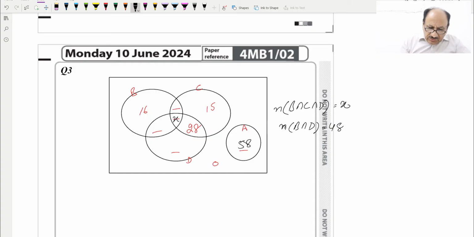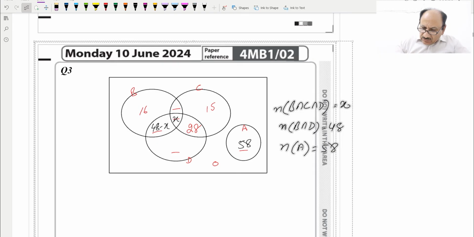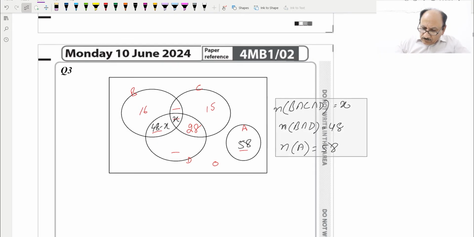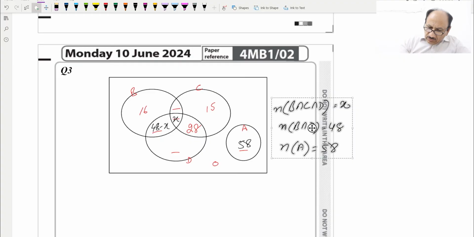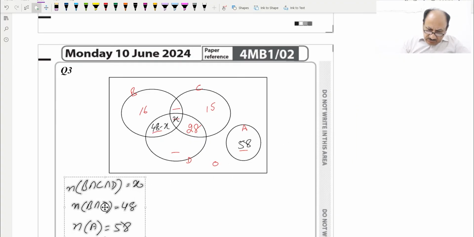So B intersection D is 48. So this will be 48 minus X, because X we have already taken. And then the remaining information is what? n of A is equal to 58, which we have already shown. I'm just showing it for your consultation. You can see this one. So we can move this a little over here so you can see it properly.